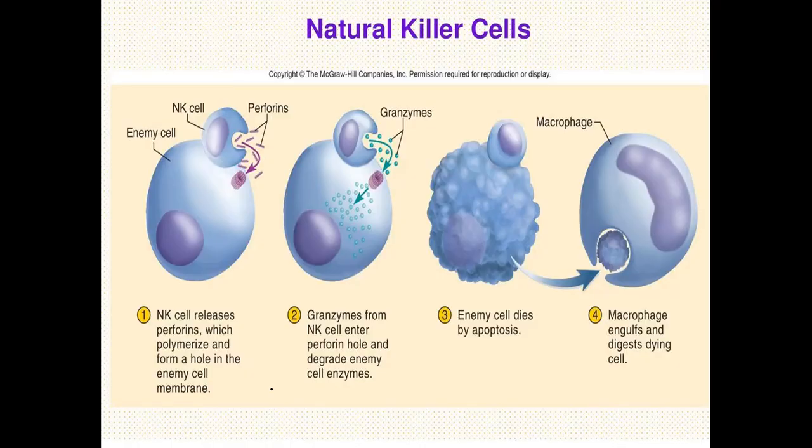Now, how does the killer cell kill the infected cells? Here you can see the natural killer cell. It attacks the enemy cell or the target cell, releasing the perforins, which make a punch hole in the target cell. After the punch hole, the granzymes are released, and these are taken into the target cell. The enemy cell dies by the process of apoptosis, and this apoptotic cell is then engulfed by the macrophage.